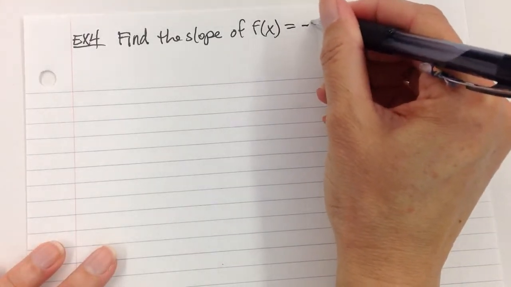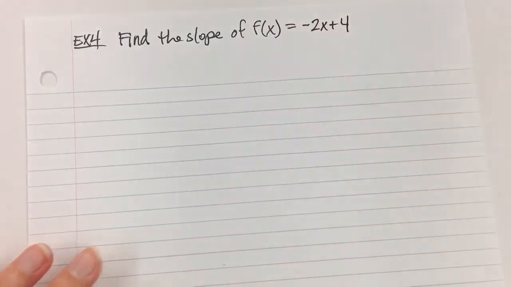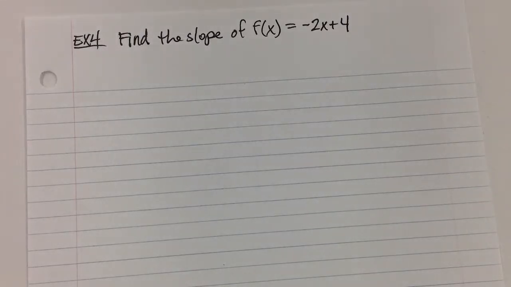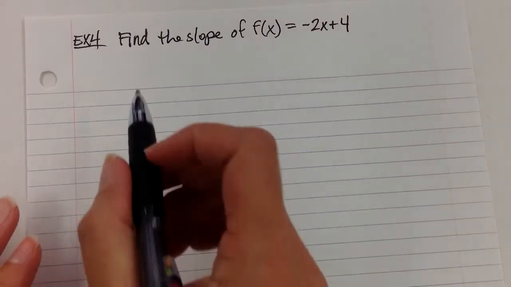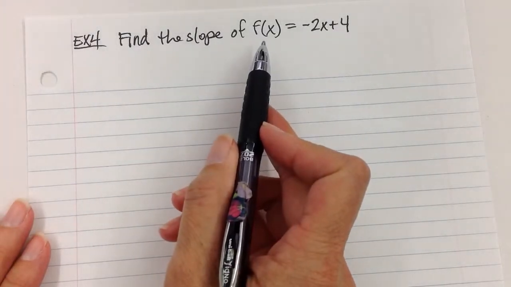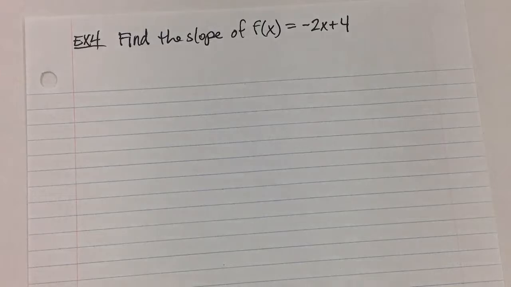equals -2x plus 4. It always makes the teacher feel good when you don't get just blank stares, but somebody that actually acknowledges they understand what's going on.